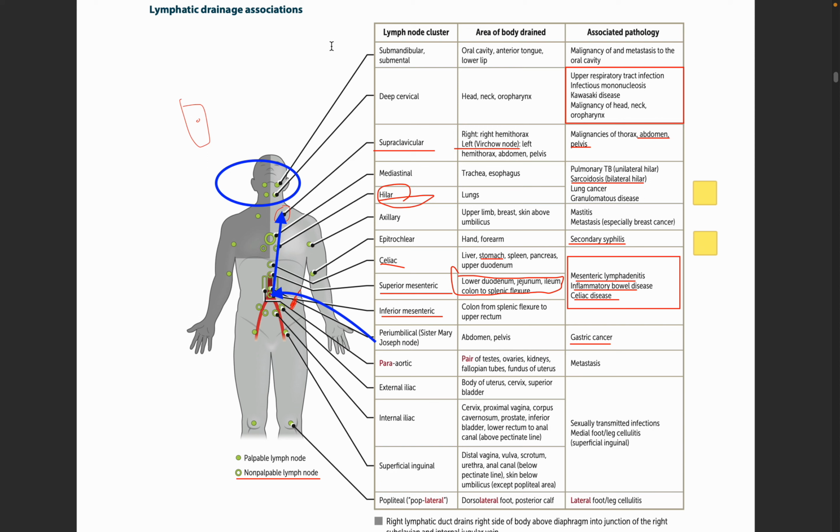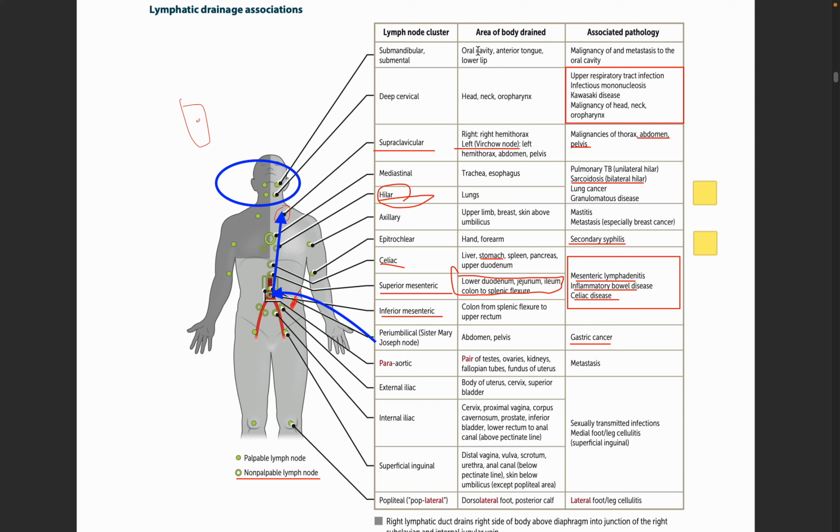So any kind of disease, any kind of pathology that is occurring in a specific area, for suppose that is occurring in the thorax region and that is draining towards a lymph node which is named X, then from that X lymph node towards all over the body, the cancer cells or the pathological cells or the pathological antigens will be spread towards the whole body, starting from the submandibular and submental region.